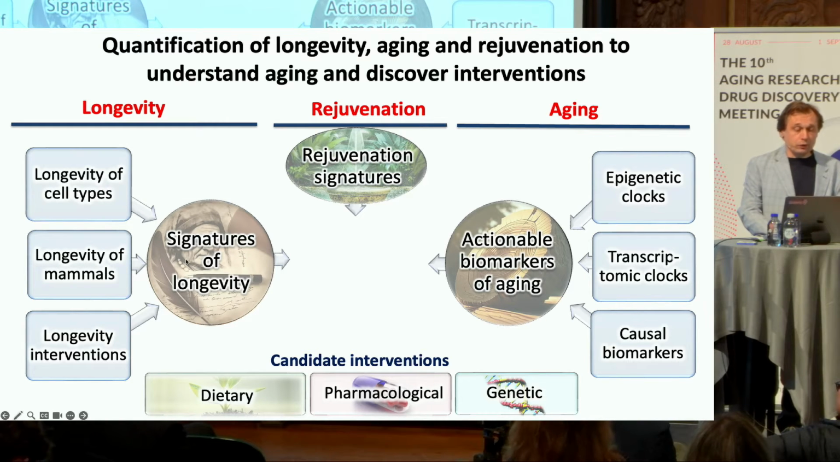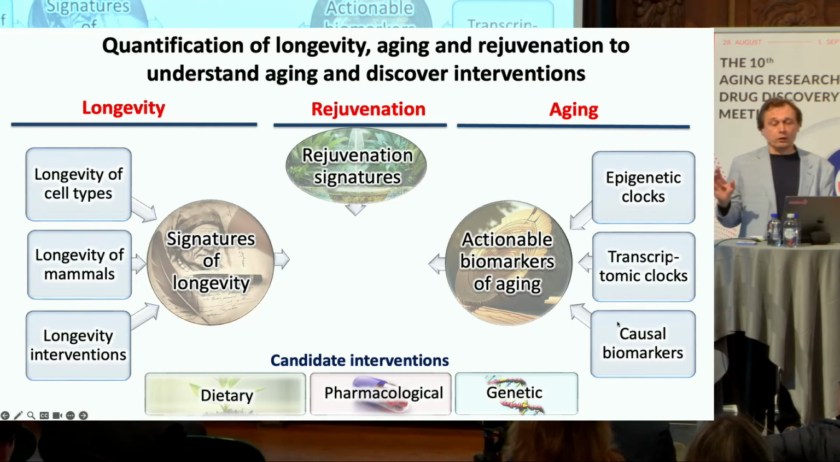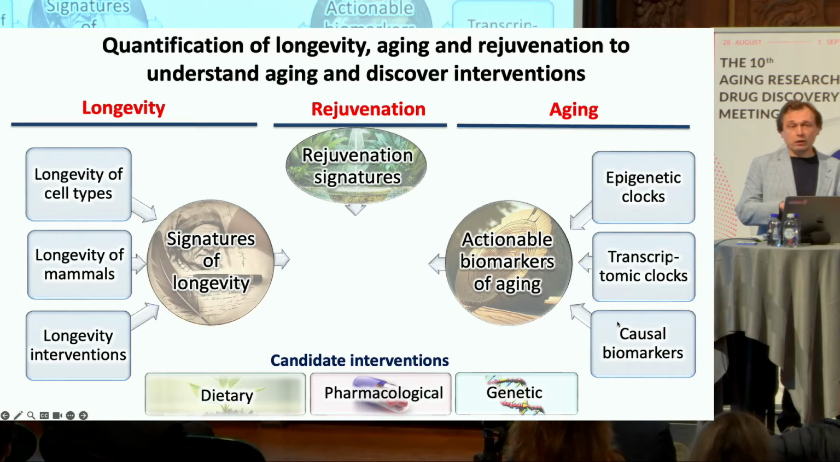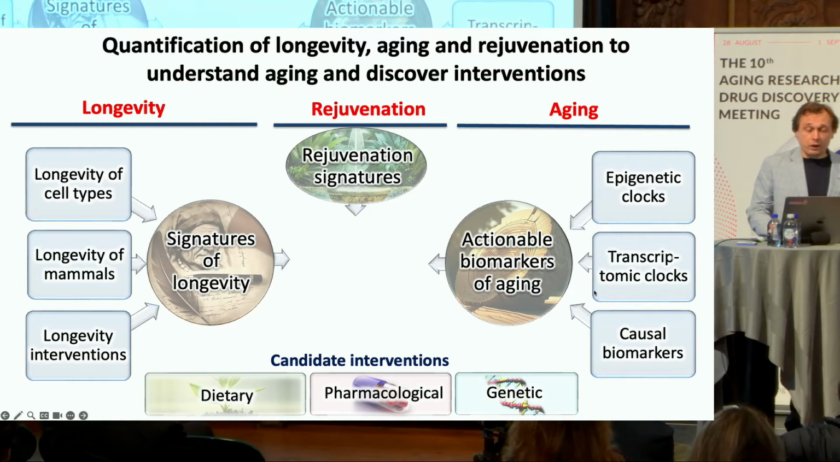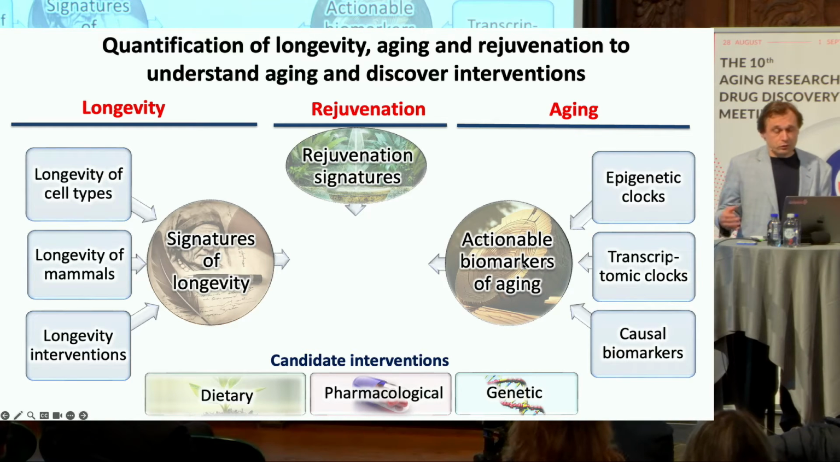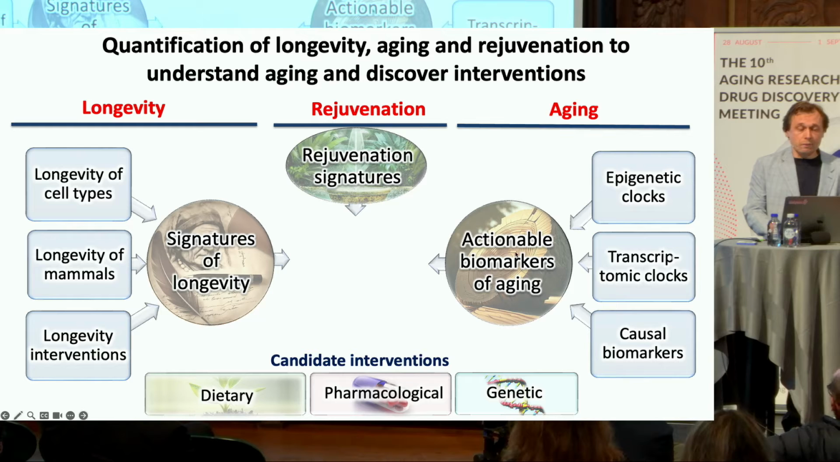in various experiments. In parallel, we study changes with age. These are completely different molecular patterns, because here are the changes which happen during aging, and we do this at the level of clocks, such as epigenetic clocks, transcriptomic clocks, and also causal biomarkers. In the end, we have these actionable biomarkers of aging, which we use to, for example, test interventions and also identify new interventions. And the third component here is rejuvenation.